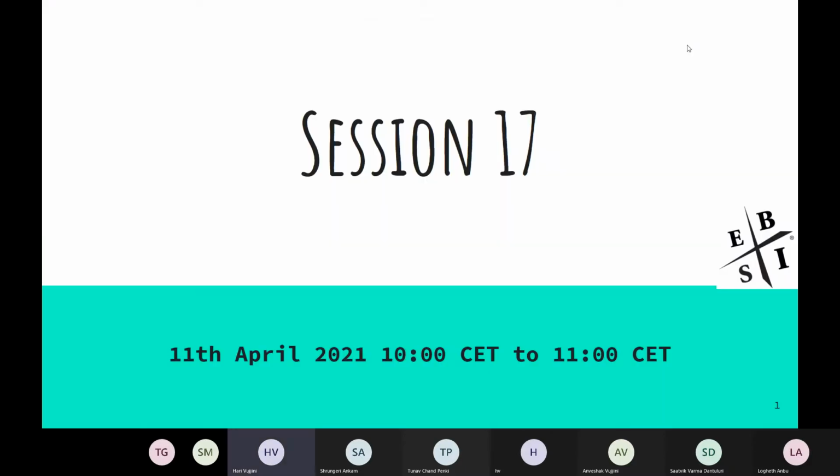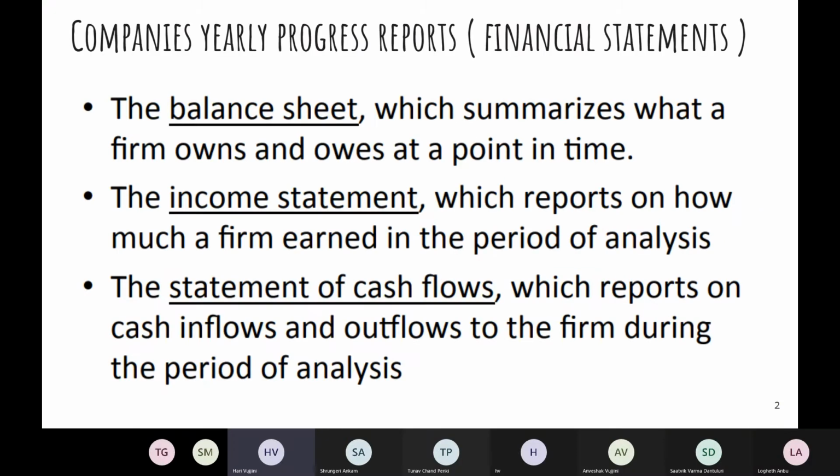So we are into this journey of understanding businesses from the accounting lens. We talked about how businesses report their progress on a quarterly, half-yearly, and yearly basis with respect to three different kinds of statements: balance sheet, income statement, and cash flow statement. So let's continue and do a little bit of a deep dive into some of these statements.